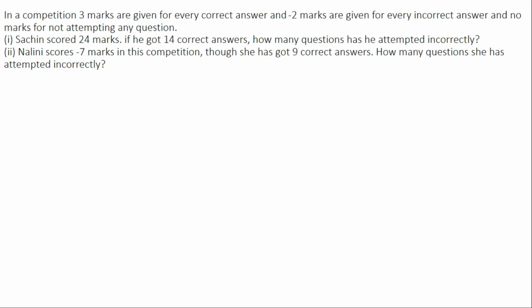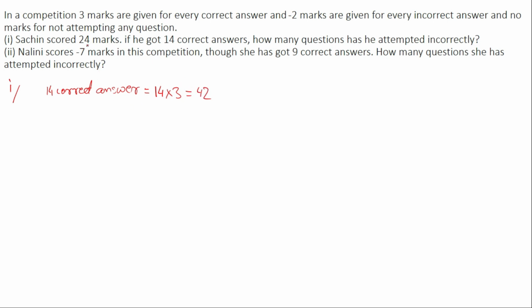In a competition, 3 marks are given for every correct answer and minus 2 marks are given for every incorrect answer and no marks for not attempting any question. Sachin scored 24 marks if he got 14 correct answers. So how many questions did he attempt incorrectly? So what we have to write? Marks scored for 14 correct answers is equal to 14 into 3, that means 42.